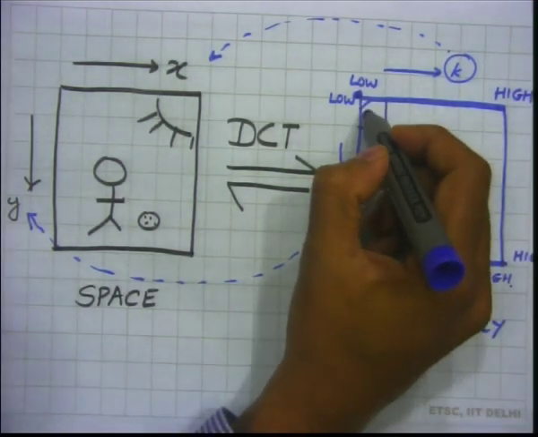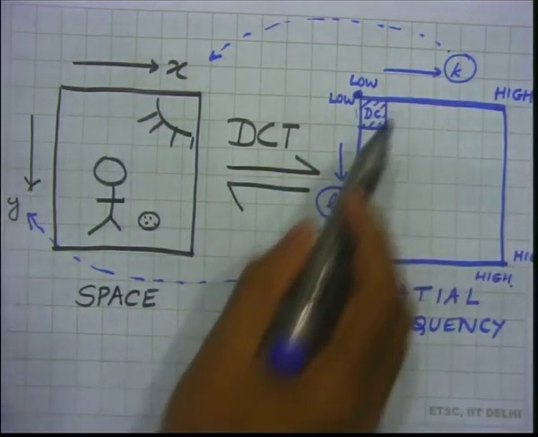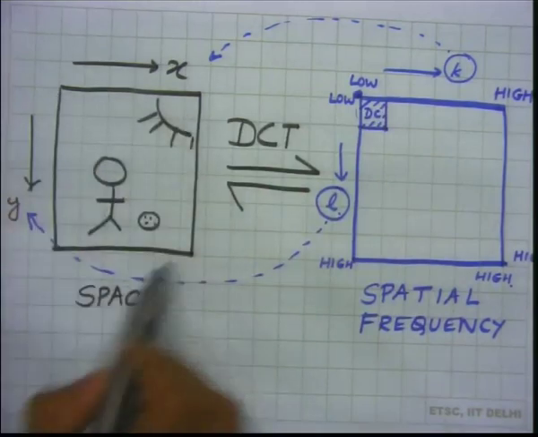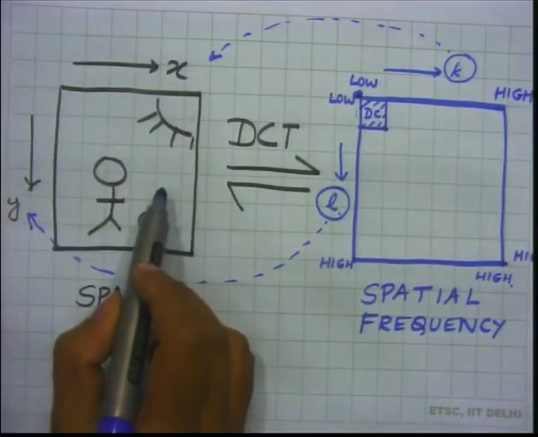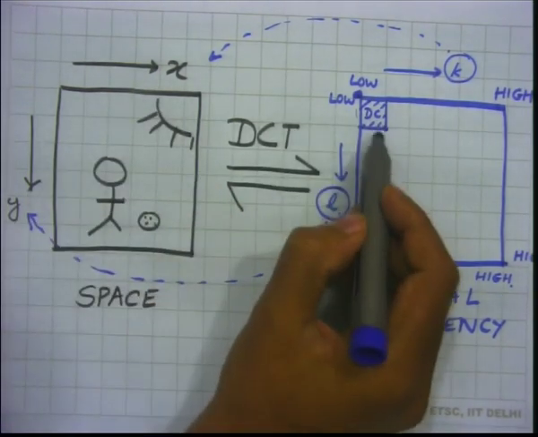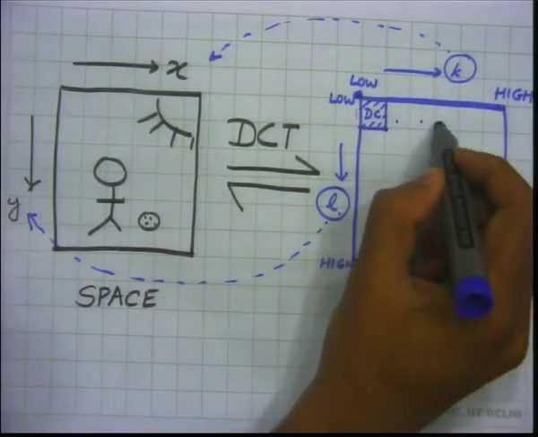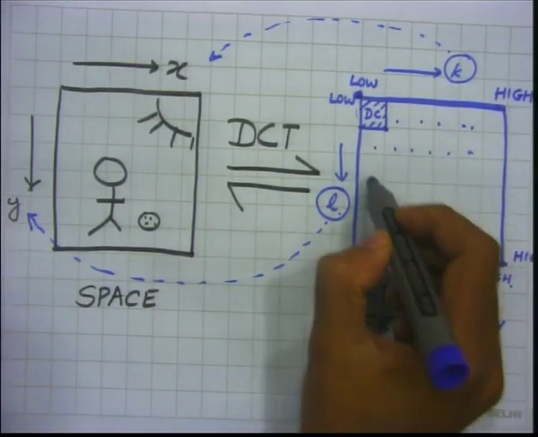This one is the DC part. The first value is nothing but the average of all the pixels taken. Add them up and divide by the total number of pixels, and you get this DC value. All the rest of the coefficients are the AC coefficients.